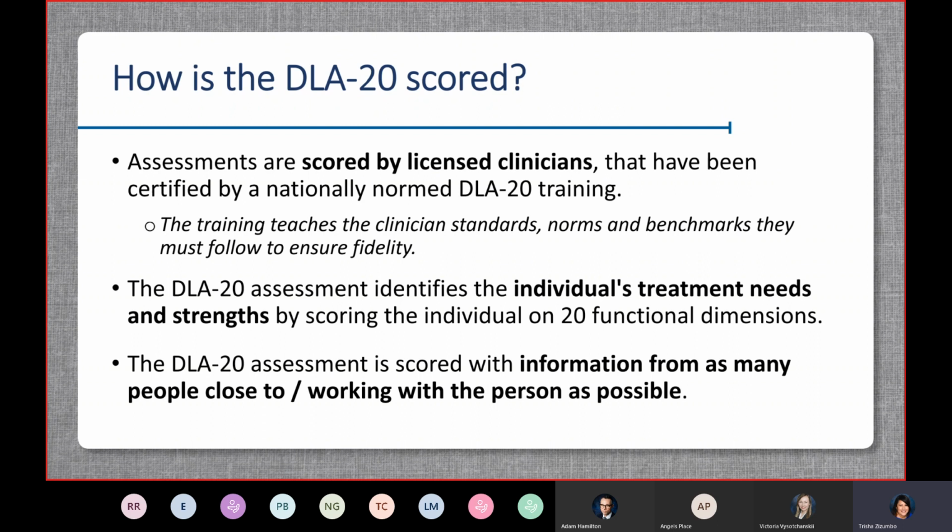Where lots of collaboration can begin to happen is other paid supports and natural supports can have the opportunity to provide information about their observation of the individual's needs, their observations about where an individual has strengths, and the supports coordinator and case manager can weave all of that information together to develop scores for each anchor on the DLA 20.